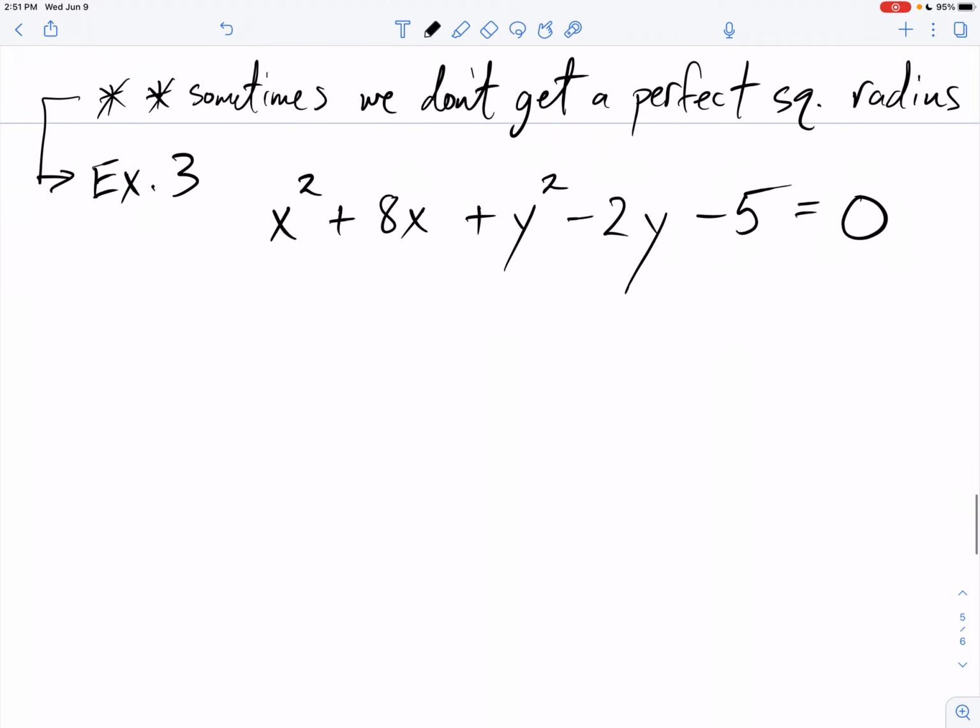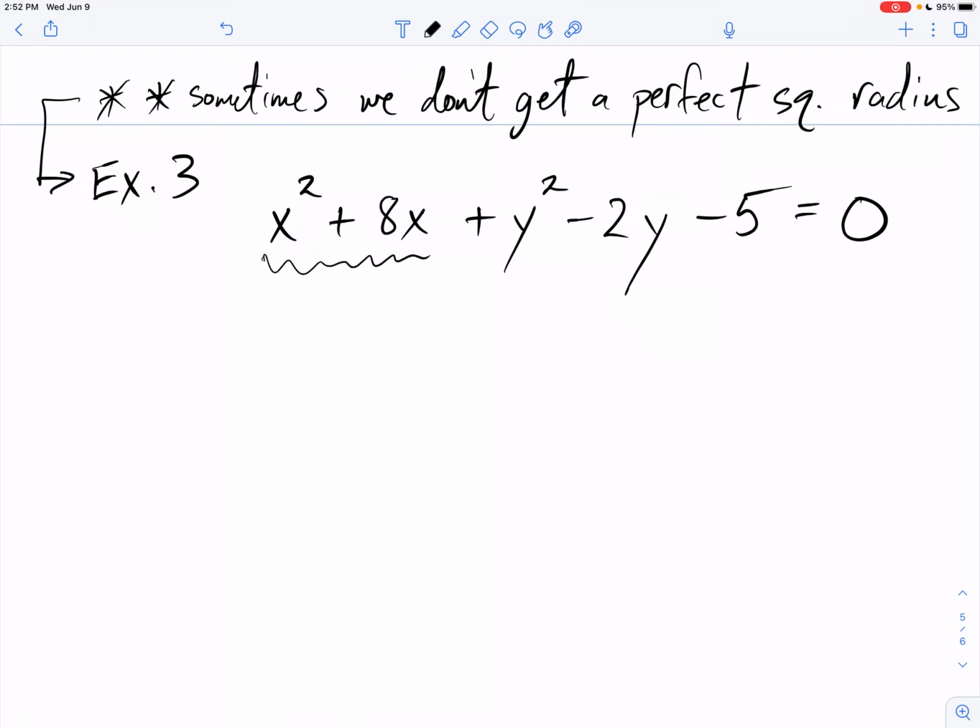I did want to make up just one more extra practice because sometimes we don't get a perfect square radius. That's okay. It can happen. We would still start by pairing up the X information. Hey, thank you very much. It's already paired up. Pair up the Y information. Oh, thank you very much. It's already paired up. But what I would do is move the 5 over to the other side. So I would set this equal to 5.